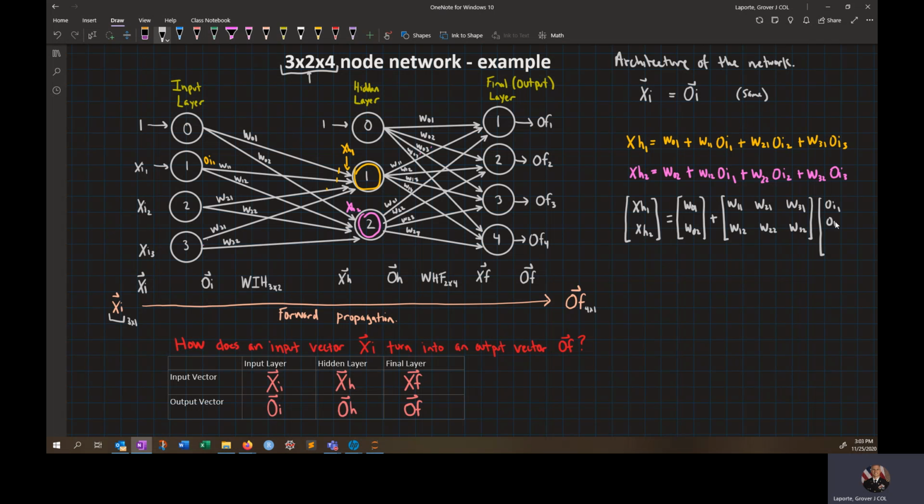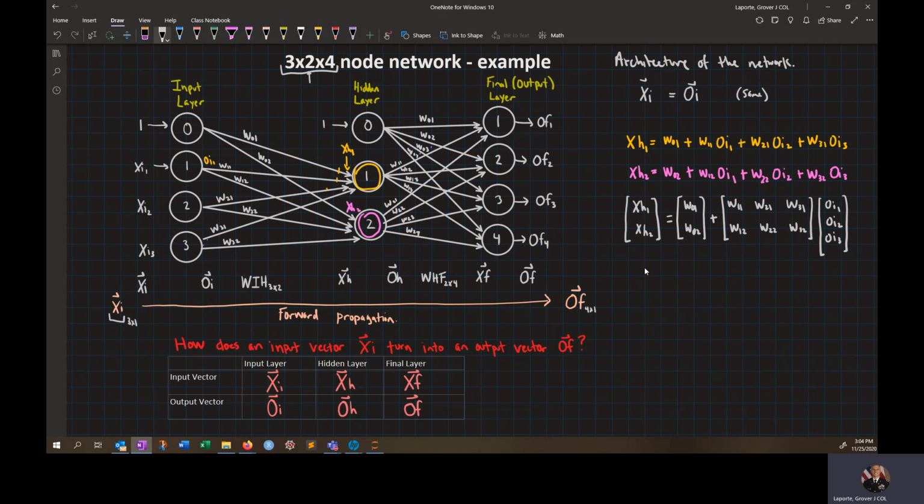OI1, OI2, OI3. Okay. So with that, checking that out, hopefully that makes sense to you how I ended up doing that. Because now if I did XH1, it would be W01 times W1. I mean, just this matrix multiplication gives you that top, this exact same row up here. And the bottom row, this row times that column gives you what's in pink. So another way of writing it, right?